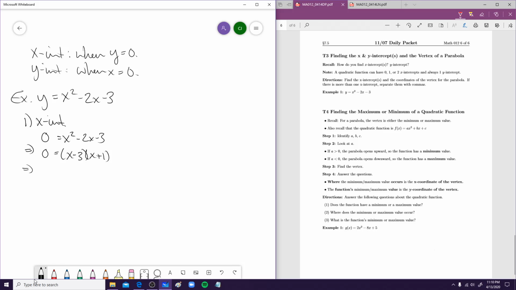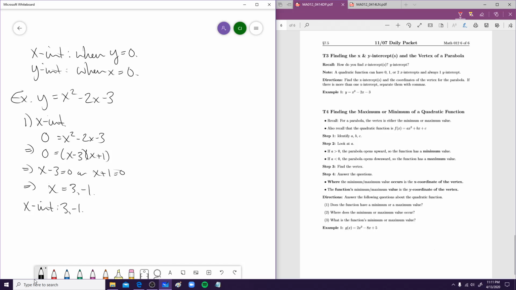So using the zero product property, we know that x minus 3 is equal to 0, or x plus 1 is equal to 0. So our x-intercepts are x is equal to 3 and negative 1. How would I want to write this if I asked you for a point?